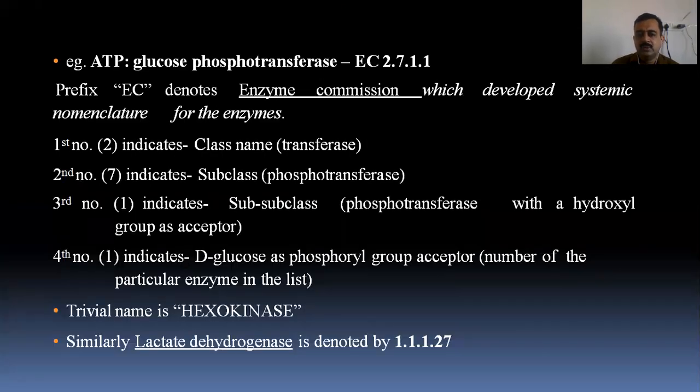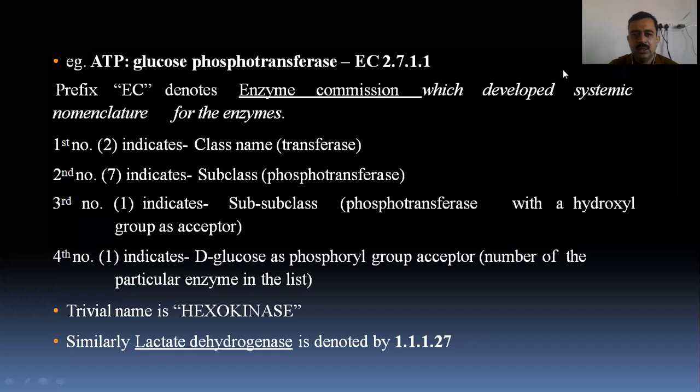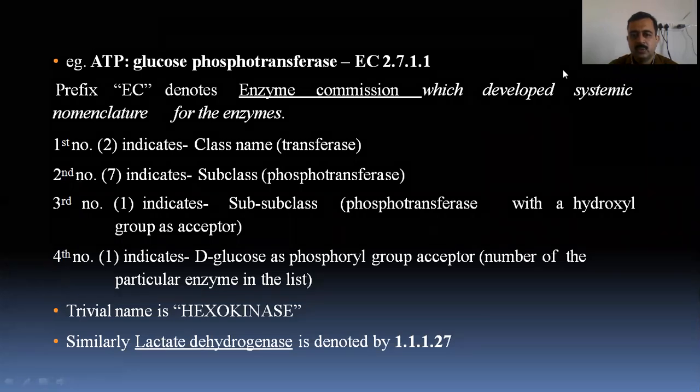For example, one example they have given to show how this system of classification works is ATP:glucose phosphotransferase, EC 2.7.1.1. Now, what does this EC denote? The prefix EC denotes Enzyme Commission. So here you can see the Enzyme Commission is here.